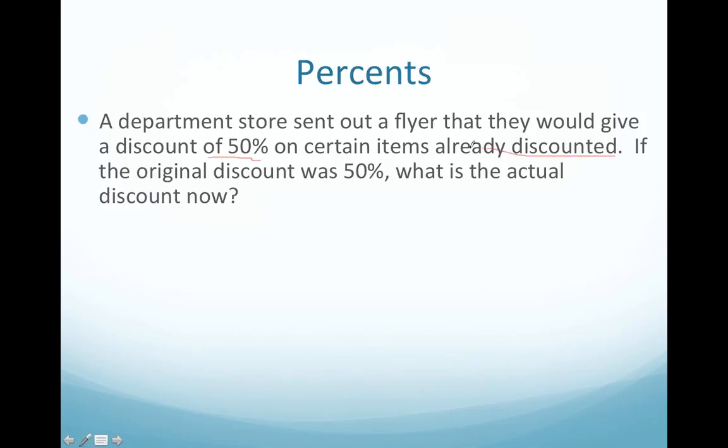Okay, so we have 50% on an already discounted item. And then we have an original discount of 50%. And now we want to know what's the actual discount now. Okay, so the words actual discount now imply that we're going to be given 2 discounts. We've got the original discount of 50%, and then we're going to get an additional discount on top of that. And so we've got to figure out what that additional discount is that we're going to add to the 50%. So that's the key concept here: what is the actual discount now?